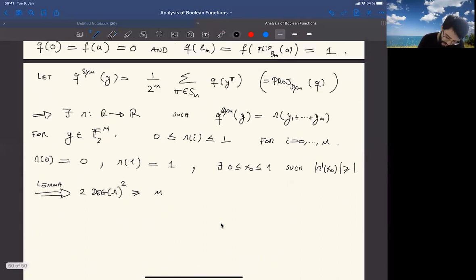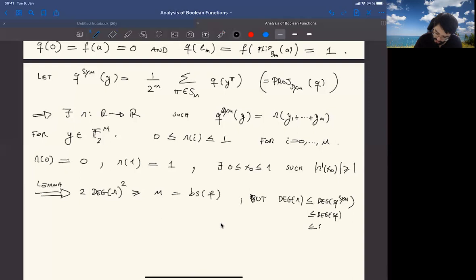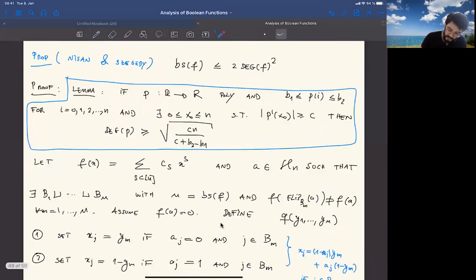Okay, but who is M? M is the block sensitivity of F. And what is the degree of R? But the degree of R is definitely less or equal than the degree of Q-symmetric, of course. It has to. But that guy is less or equal than the degree of Q, which is less or equal than the degree of F. And so we're done, because then we have the inequality that we wanted, which was this one here.